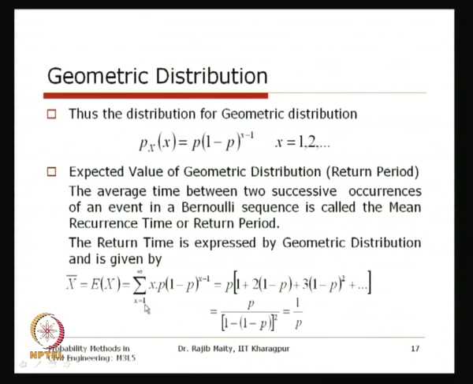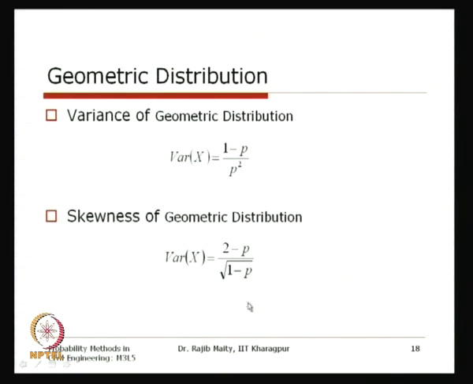So, support here is 1 to infinity. If we take this infinite series, this expected value is 1 by p. So, the mean of this geometric distribution is 1 by p.